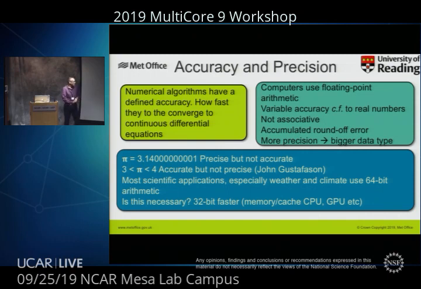Most scientific applications, especially weather and climate, use 64-bit arithmetic pretty much everywhere, kind of to avoid the accumulated round-off, because people feel that we are very sensitive to error. But is this necessary? 32-bit, for example, is much faster. In a CPU, you get much better use of memory and cache if your data type is smaller. And on a GPU and some of the other processors, we now have hardware support for lower precision, and so you could use those to make our code go faster.